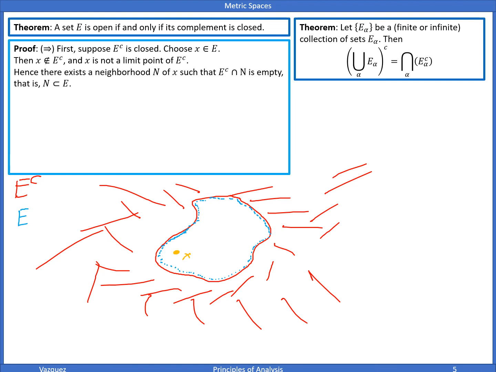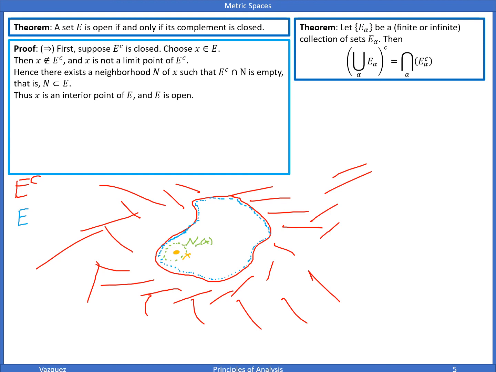So what does that tell us? Well, if it's not a limit point of it, there's a neighborhood N. Let's draw that neighborhood with green. And here, N sub X, that's a neighborhood of X, that's contained in E, such that the intersection between that neighborhood and E complement, what's in red, is empty, right? Therefore, X is an interior point of E, and E is open, right? Because this works for an arbitrary point X in E. So E is now open.